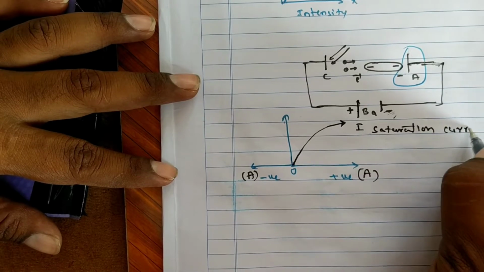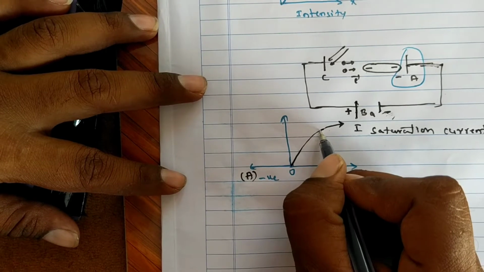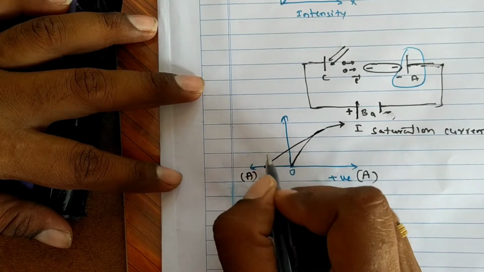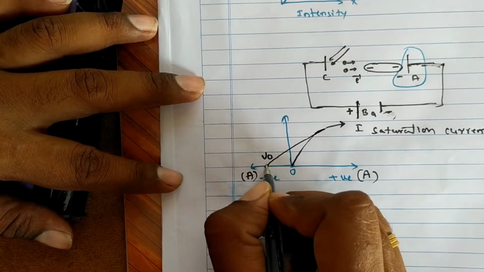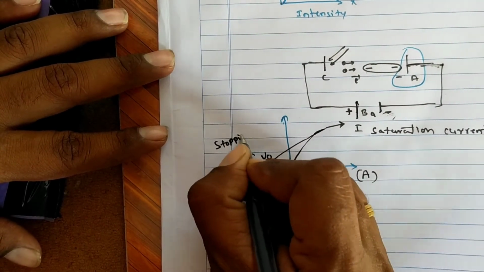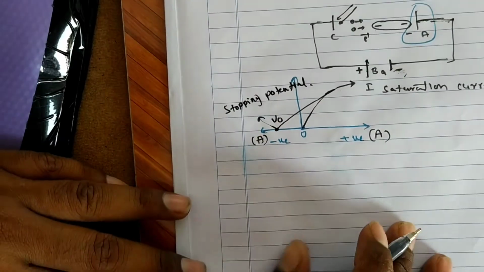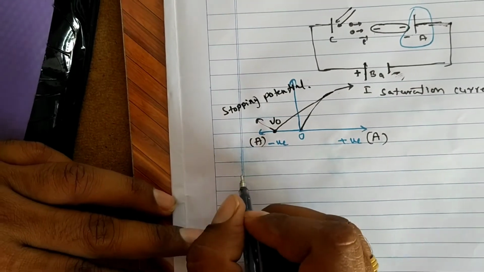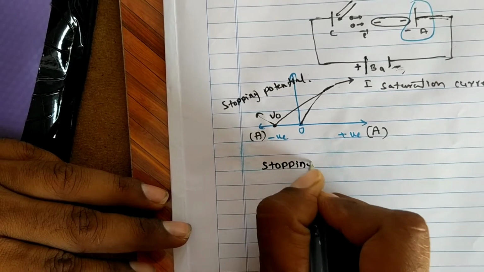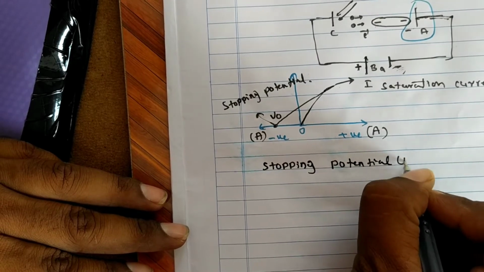When you apply negative potential to the plate, the current decreases and falls to zero. This you call V0, nothing but the stopping potential. This is called stopping potential. Okay, stopping potential definition.